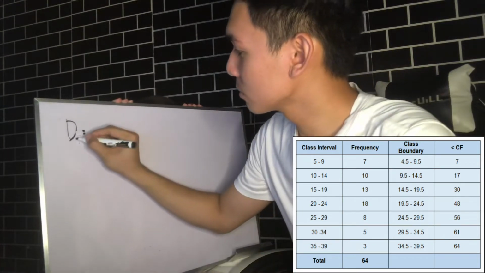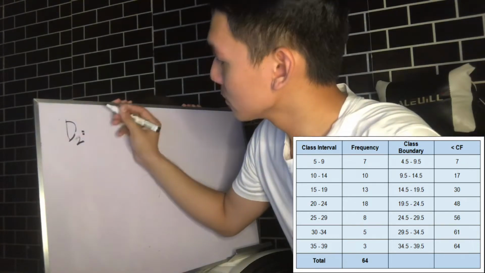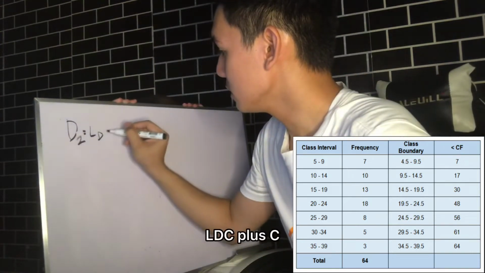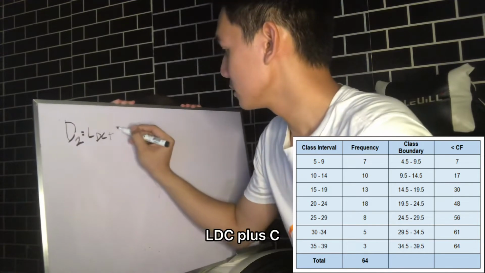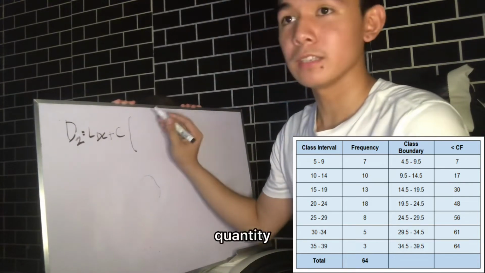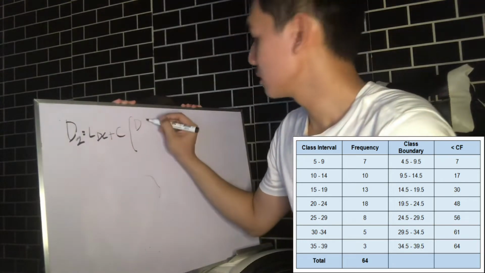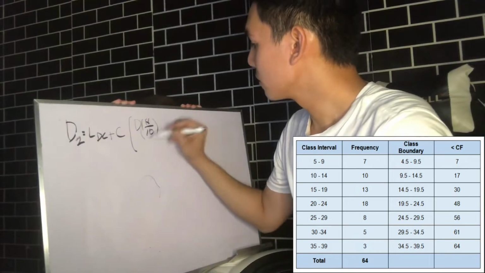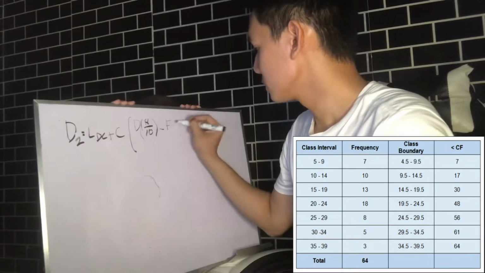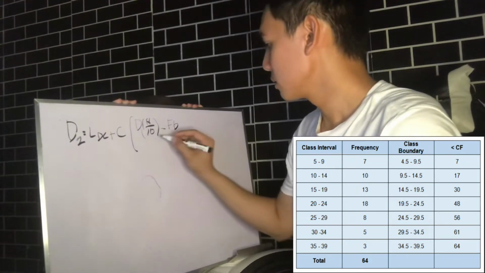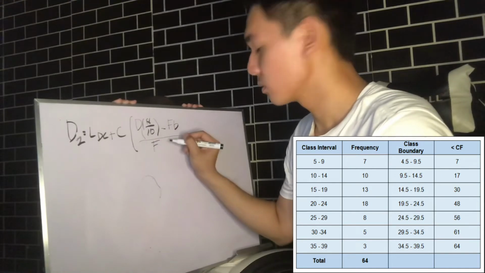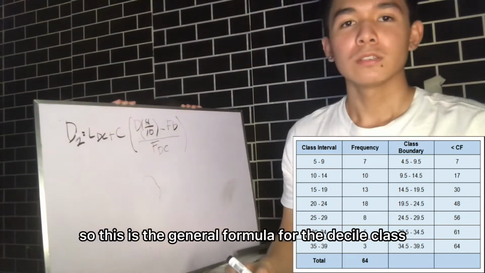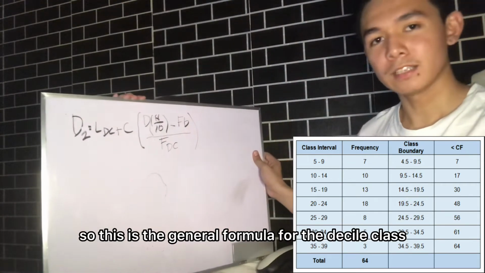D2 equals LCB plus C times quantity D, and then minus. This is the general formula for the decile class.